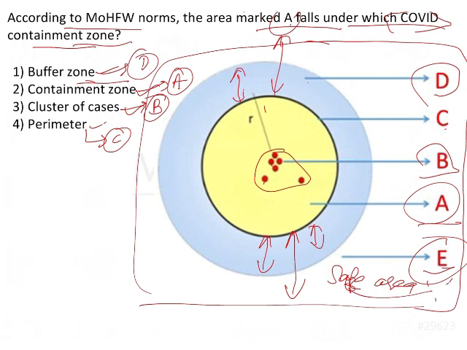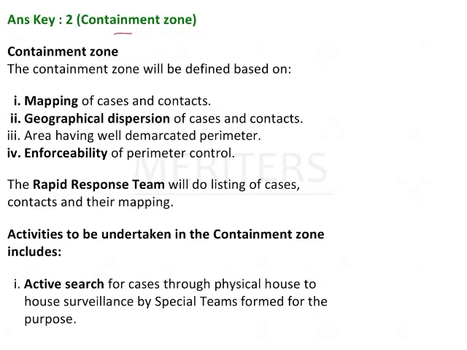So I think you understand, right? This is the buffer zone, this is the perimeter, this is the cluster of cases, A is the containment zone, and this is beyond the buffer zone. So here our answer is containment zone. Coming to the little details, because it is such a recent scenario with COVID spreading like anything, they could ask other possible questions from this as well.